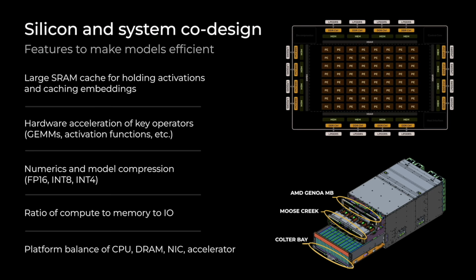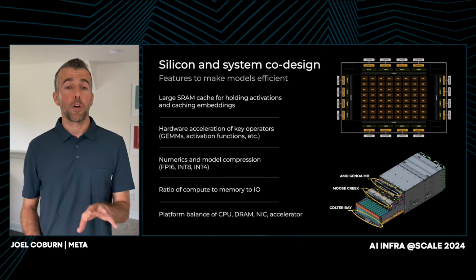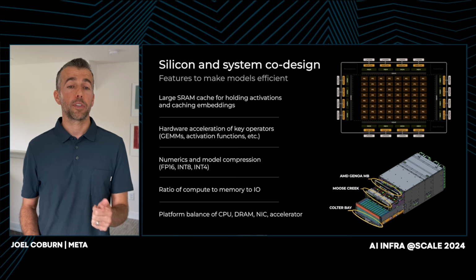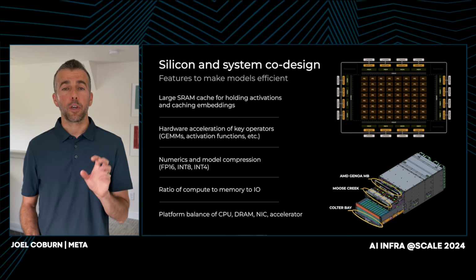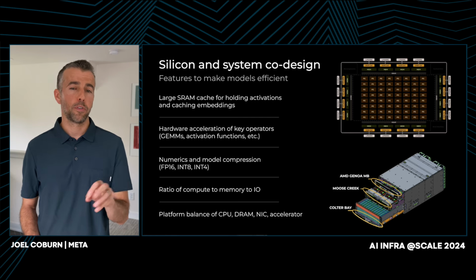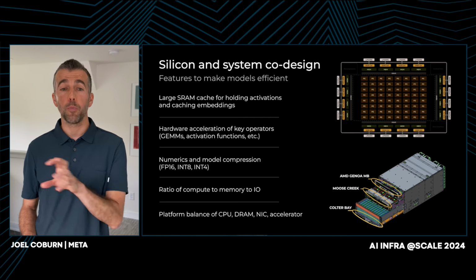LPDDR is lower power and saves us money, but interestingly, we have to deal with doing ECC inline, which costs us some performance, but it is a worthwhile trade-off here. We've also built several offload engines in the hardware to accelerate the most expensive operators in our models: a dot product engine for GEMMs, and SIMD units for activation functions and embedding pooling. We've also explored numerics and model compression by supporting types like FP16, int8, int4 that are particularly prevalent in our ranking and recommendation models. Another thing we've been able to do is really customize the ratio of flops to memory bandwidth, to memory capacity, and to I/O bandwidth with the host.